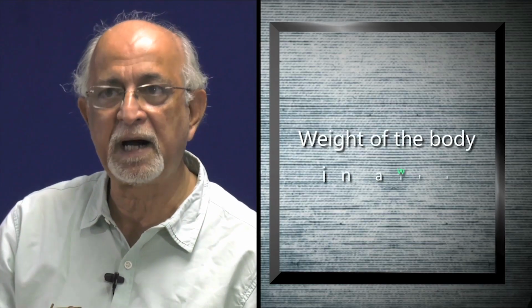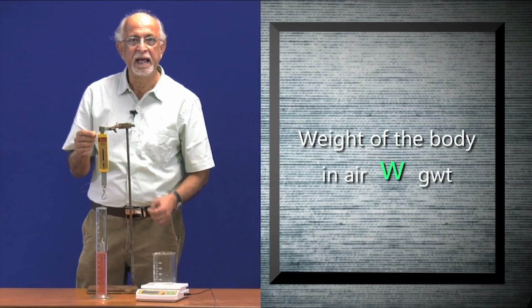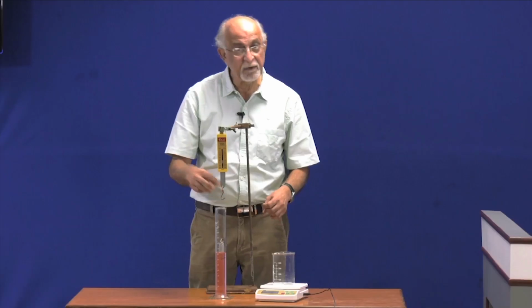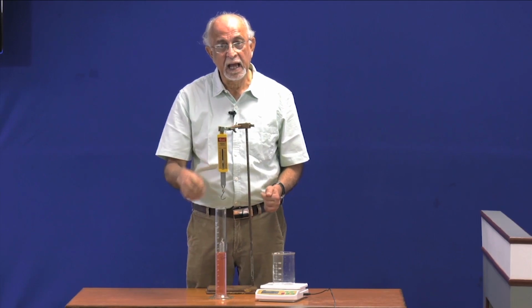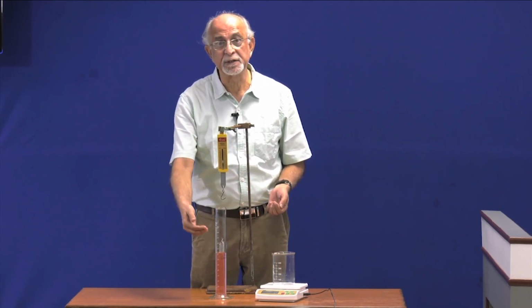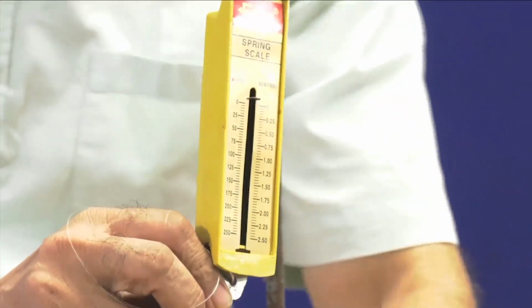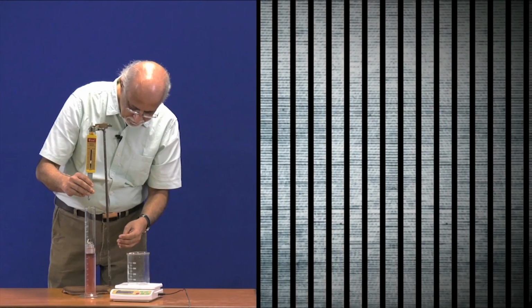Now I am going to put this body first partly, then fully inside water. So it will be partly immersed in water first, and then it will be fully immersed in water. So let us see what happens. We will have to focus our attention on the readings of the spring balance, and then of course on the markings of this measuring cylinder. First let us put it inside water partly and see what happens.